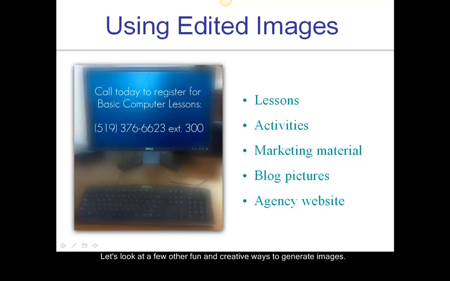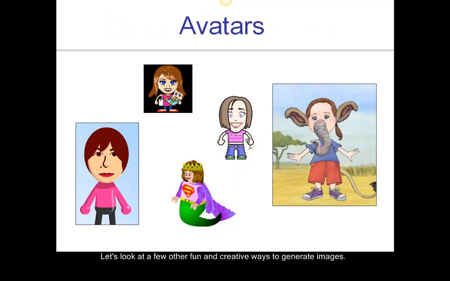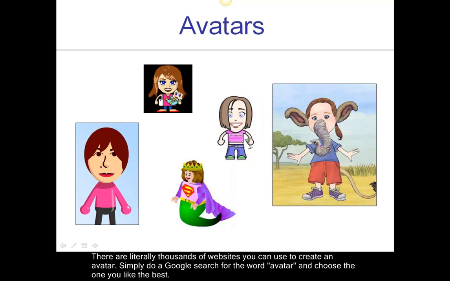Let's look at a few other fun and creative ways to generate images. Avatars are computer-generated images you can use to represent yourself online. Many people prefer to use avatars on sites like Facebook and Ning instead of photos to help protect their privacy. There are literally thousands of websites you can use to create an avatar. Simply do a Google search for the word avatar and choose the one you like the best.